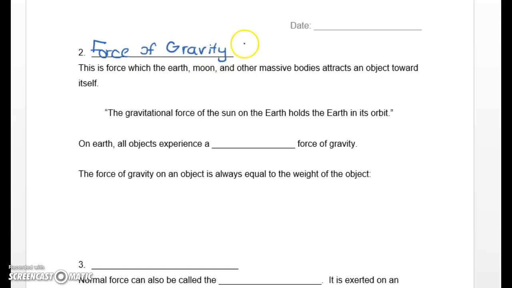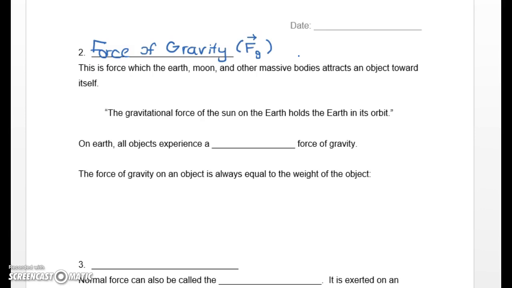That one we denote as a capital F with an arrow over it, with a subscript G, G standing for gravity. This one here is also called your gravitational force. This is the force by which the Earth, Moon, and other massive bodies attract an object toward itself.